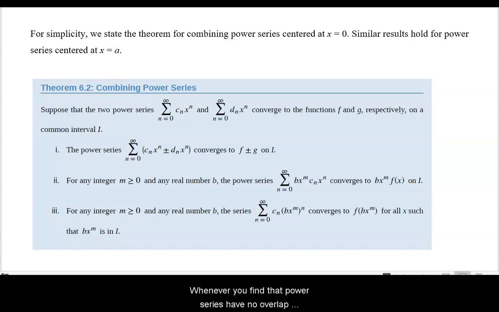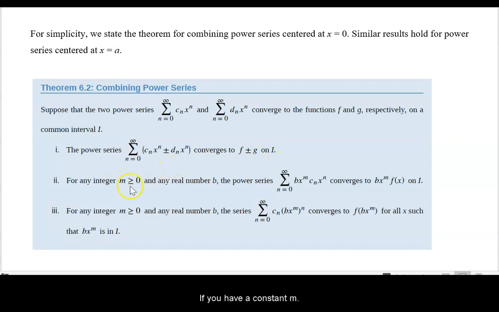Whenever you find that power series have no overlap, it doesn't mean that you can't represent the function. It simply means you need to find a different power series with an interval of convergence that is closer to the one you're looking at. So, for example, what is the rule? The rule is very simple. If you add two power series or you subtract two power series, it will converge to the sum or difference of whatever they individually converge to on the interval of overlap.